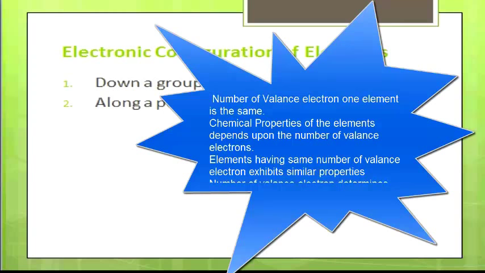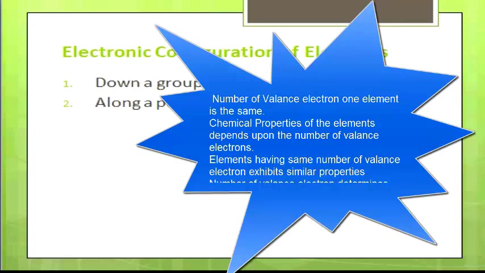The chemical properties of elements depend upon the number of valence electrons. The elements having the same number of valence electrons exhibit similar properties. Since the valence electrons in the consecutive elements in a group are repeated after certain interval of atomic numbers, the properties of the elements in a group repeat periodically over the regular sequence of repetition of atomic numbers.